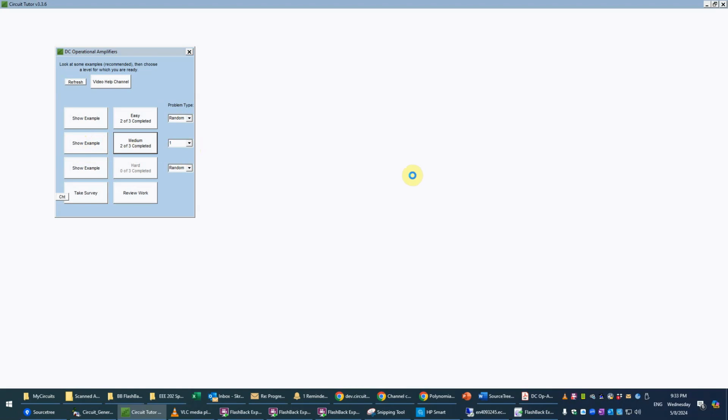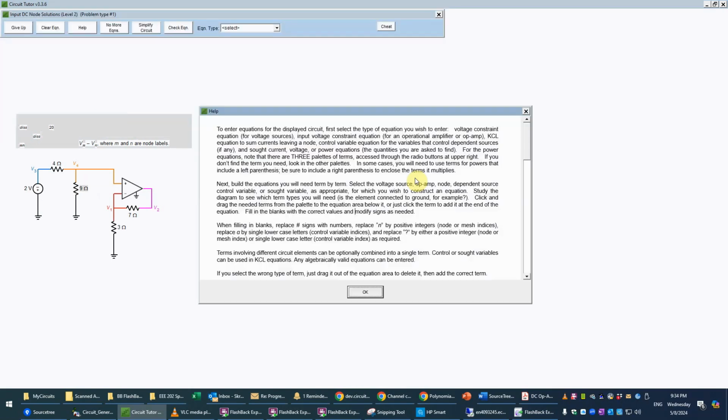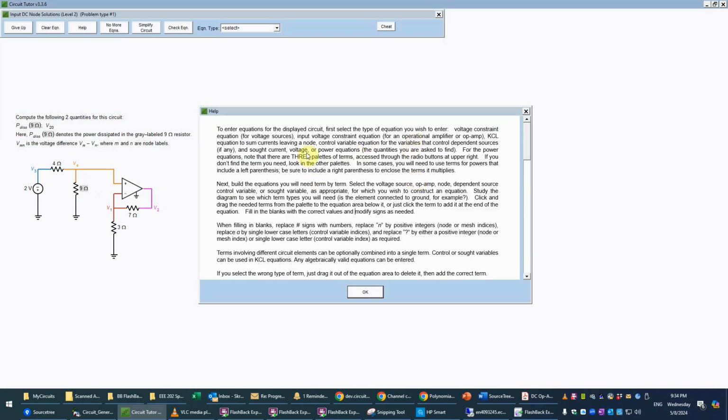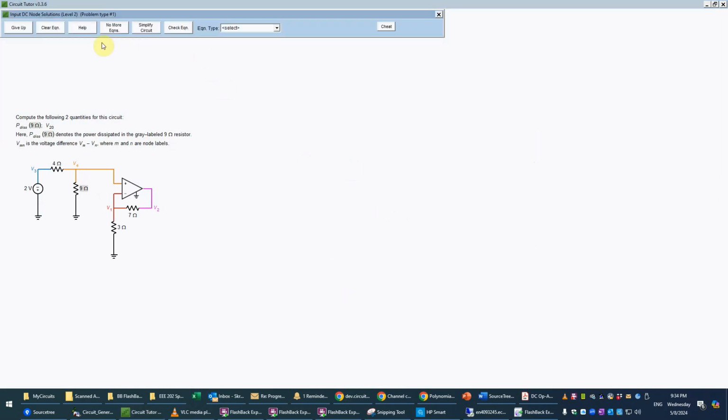Now in level 2, these problems are going to be a little bit more complicated, not just simple inverting or non-inverting amplifiers or voltage followers, but instead we're going to have a larger number of resistors. And I'll wait for that to go ahead and load here. Okay, so it's going to give us the instructions that we need to complete the exercise here, which you can always bring back up if you need to from the help menu.